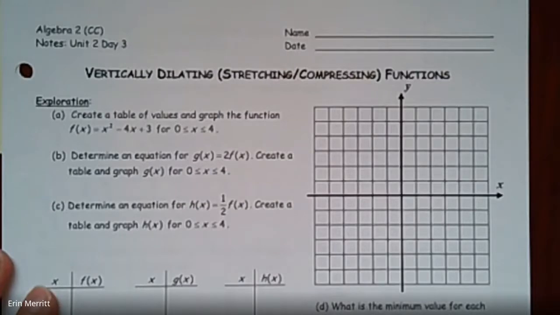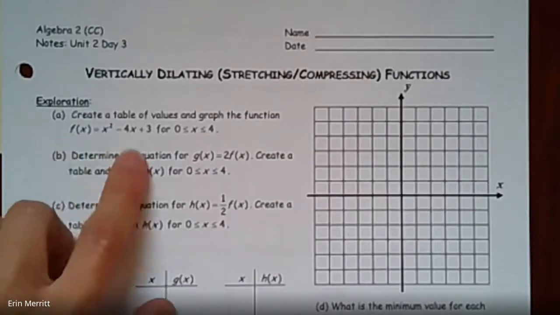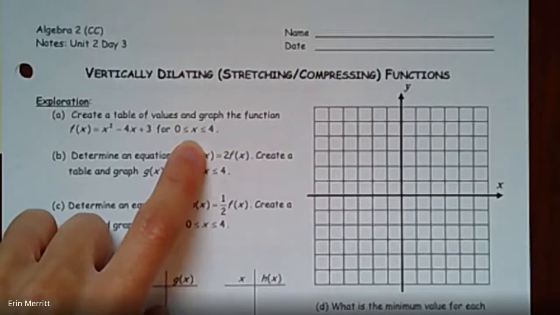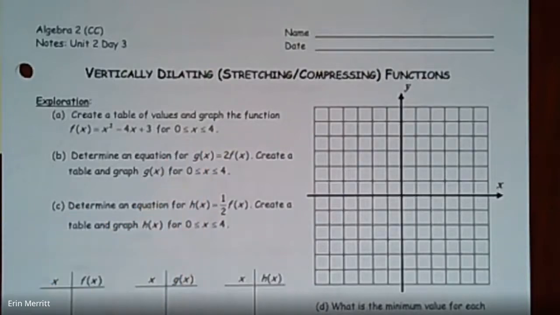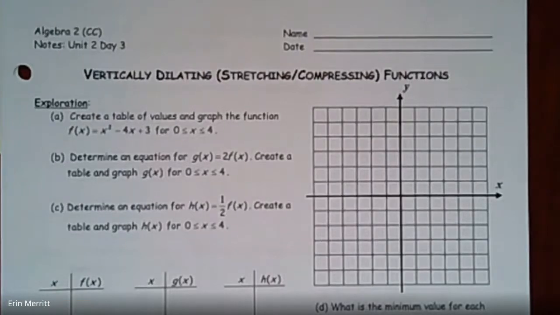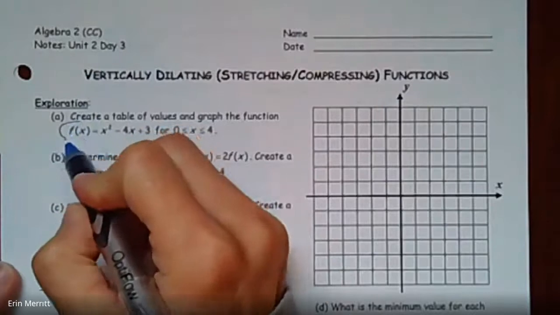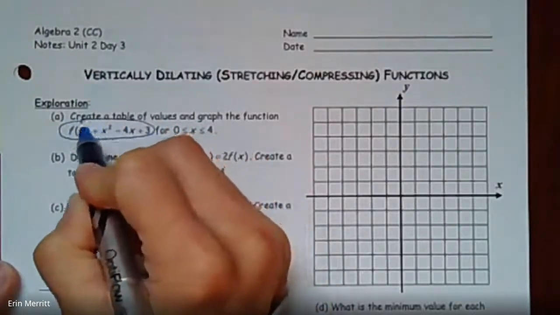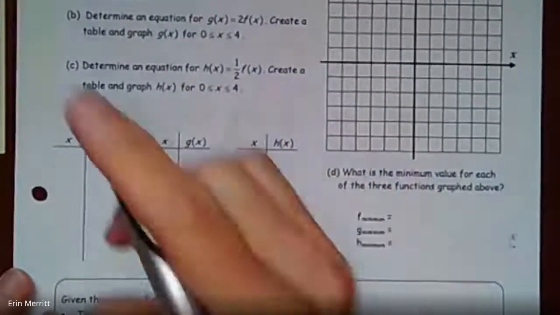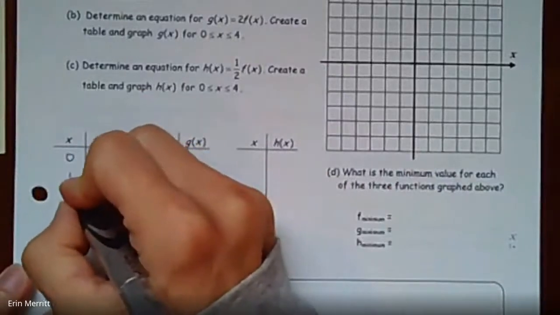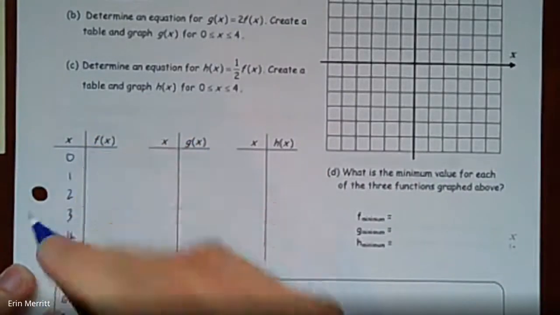It's asking you to create a table of values and graph the function f of x over just this little domain, right? So you have a spot down here to put the values so that you can record them and then put them right onto the graph over here. So let's take this first part, f of x, and just from 0 to 4. So if I slide up a little bit, you're going to have 0, 1, 2, 3, and 4. All right.